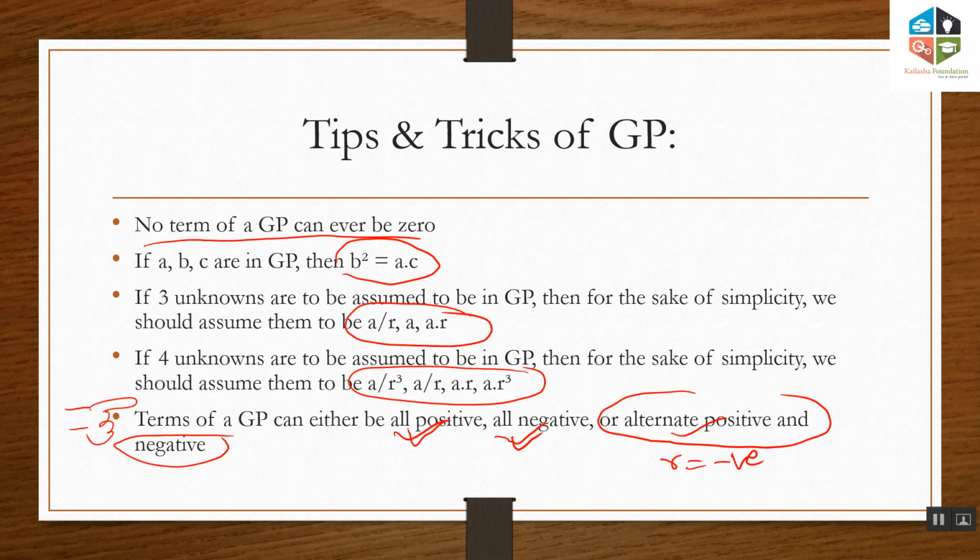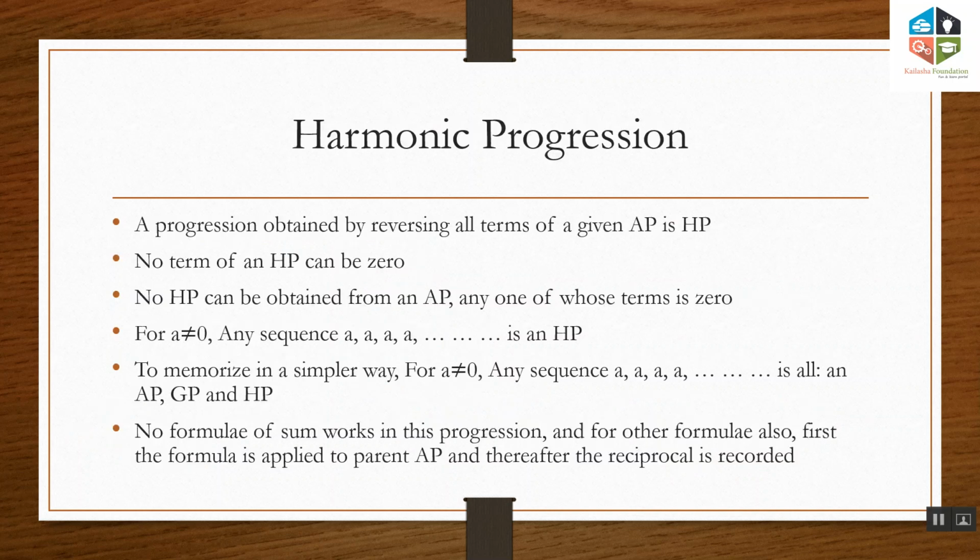Now, harmonic progression. What is a harmonic progression? A progression obtained by reversing all terms of a given AP is an HP. For example, if our AP is 2, 5, 8, 11, etc., then our HP will be 1 upon 2, 1 upon 5, 1 upon 8, 1 upon 11. No mathematical formula, no treatment applies to this progression.